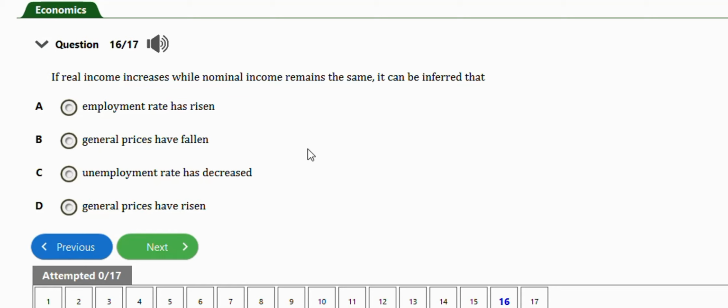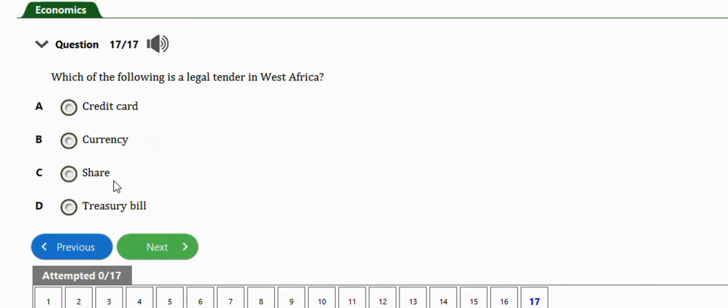Okay, last question for this video is this one. It says, which of the following is a legal tender in West Africa? Credit card, currency, share, treasury bills. The right answer is what? Currency. Okay, of that particular country.